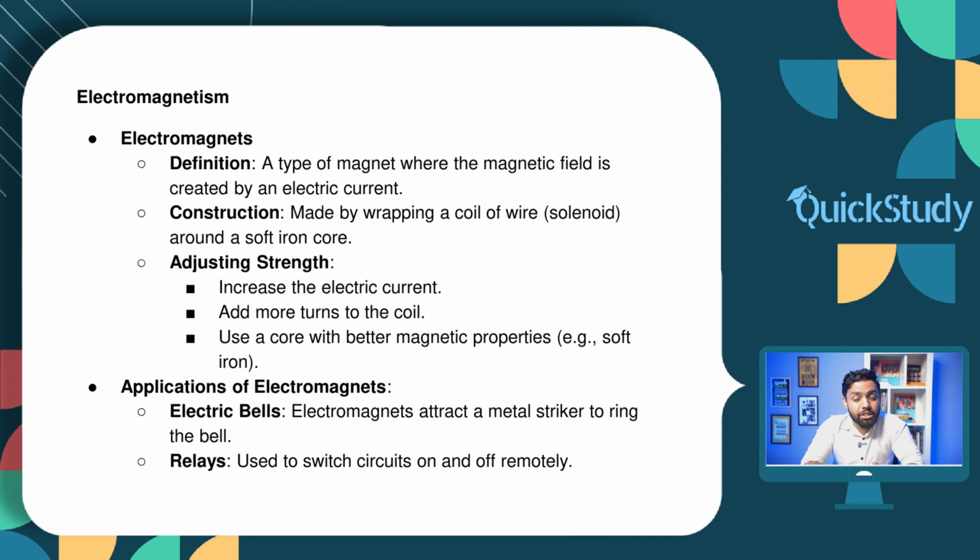Electromagnetism, on the other hand, is created by electric current. A type of magnet where the magnetic field is created by electric current is known as the electromagnet. It is basically made by wrapping wires around a solenoid. We can adjust its strength by increasing the wires or adding more turns to the coil.